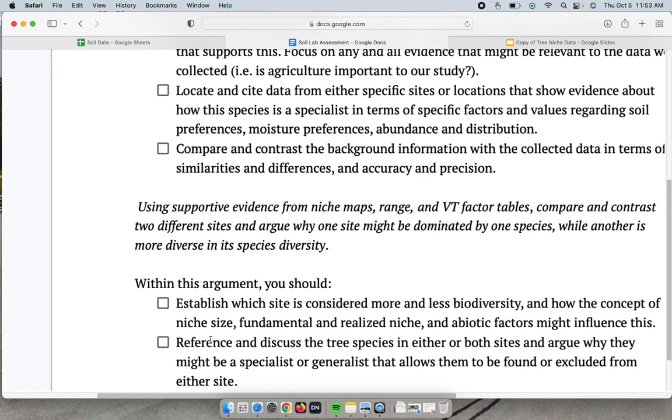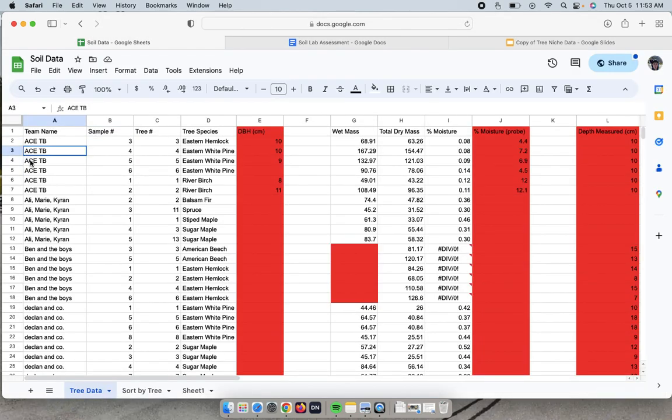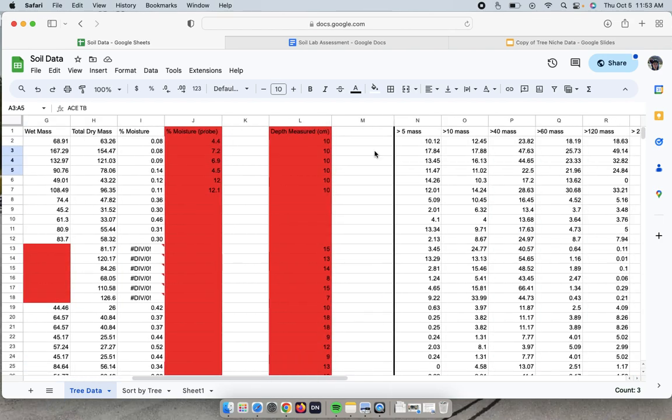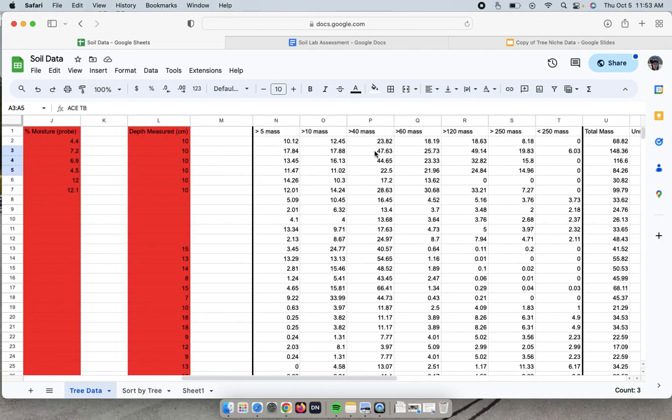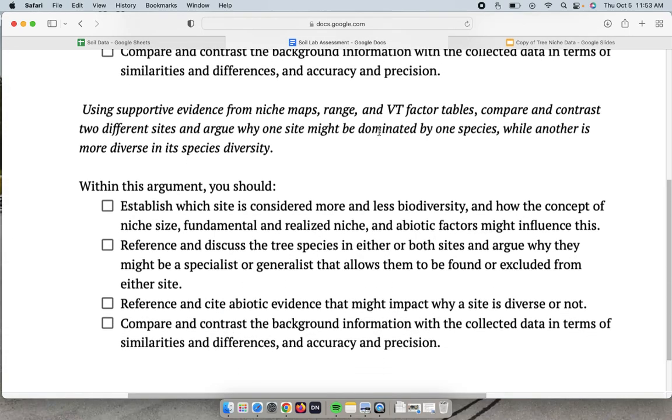The second question I want you to do is to compare and contrast two different sites and argue why one might be dominated by one species and another is more diverse in its species diversity. With this, I'm really thinking about a site that shows a lot of different species versus a site that shows one or two species. And I'm trying to think about what is it about these factors that I collected here that might demonstrate why one site is very dominant while another site has a wide variety.